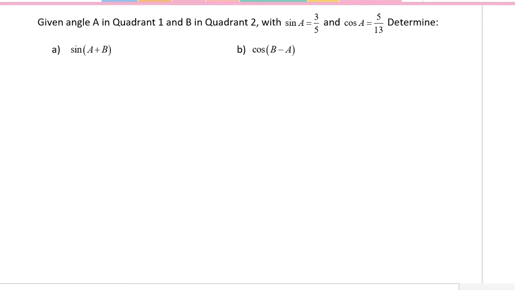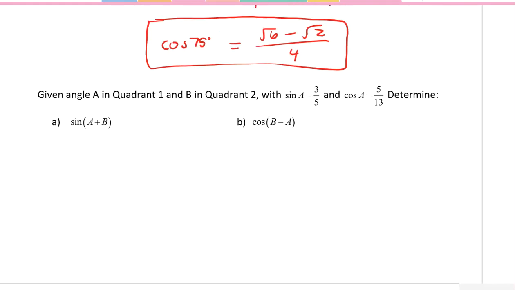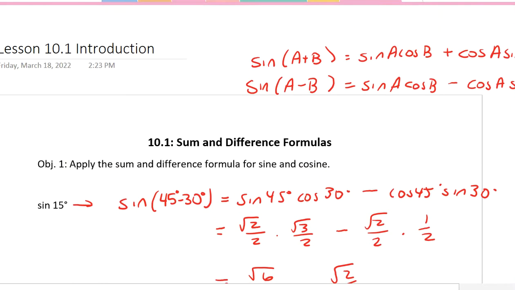Mathematicians, so we're going to finish up lesson 10.1. Right now I'm in our notes packet, on the second page of 10.1.